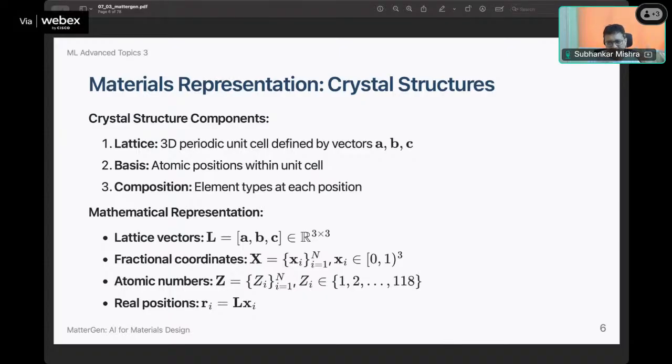Lattice is basically the repeating box. The basis is where atoms are inside that box, and the composition is what those atoms are, right? And we represent these with lattice vectors, fractional coordinates for positions, and atomic numbers for the element types. So we brought the entire crystal structure back to numbers, but with some structure assigned to it: lattice, basis, composition, and within that there are vectors and fractional coordinates that follow certain boundaries, or range.